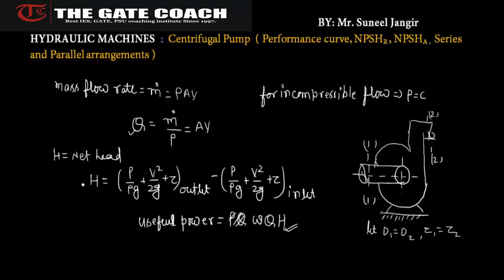In that case this head, h, will be equal to, as v at the out and v at the in are the same, this will cancel out, and z at the out and z at the in are also the same, this will cancel out. So this net head will be presented by (p out minus p in) divided by rho g. So in that case this head is only defining the rise in the pressure in the pumping action, when the diameter at the inlet and outlet and the elevation of inlet and outlet are the same.